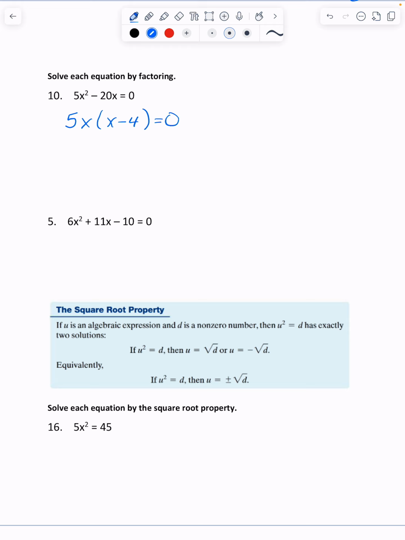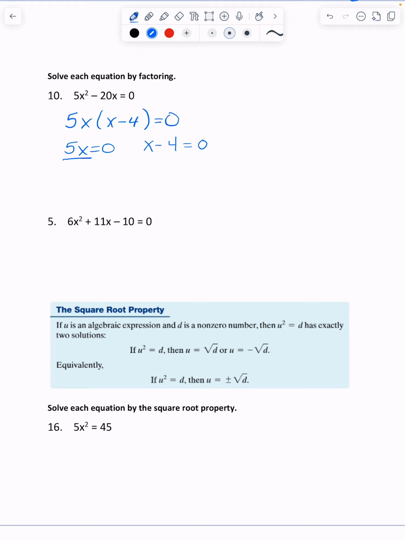X minus 4, the x is not squared, it's not cubed. Those are 2 terms. That's the only possibilities that I have when it's 2 terms. So I'm going to set each factored part equal to 0. So 5x equals 0. X minus 4 equals 0.